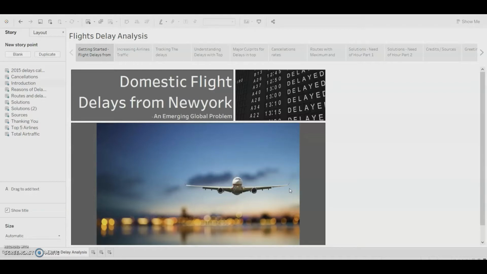This is Simran here, and starting with the introduction, the topic for our presentation is domestic flight delays from New York. So we are going to do the flights delay analysis, and we have taken New York. And why New York? Because it is the city of dreams. It is a very busy city.